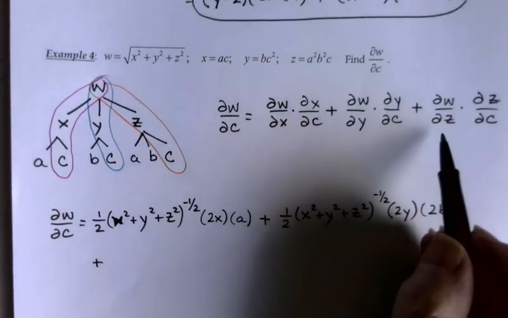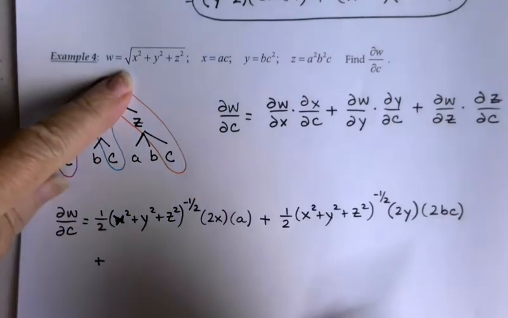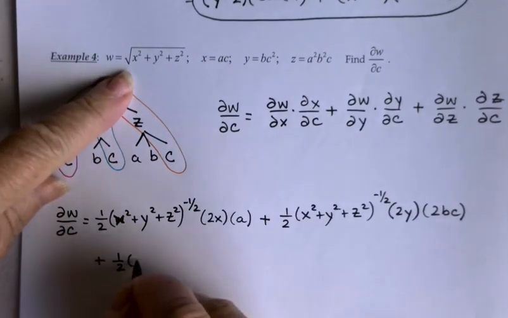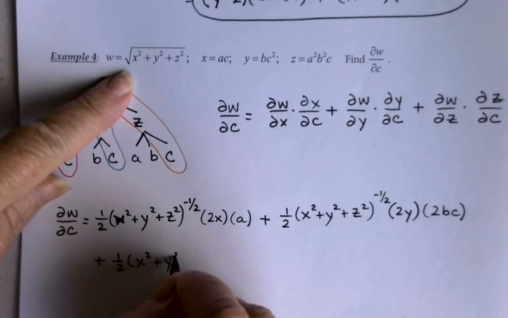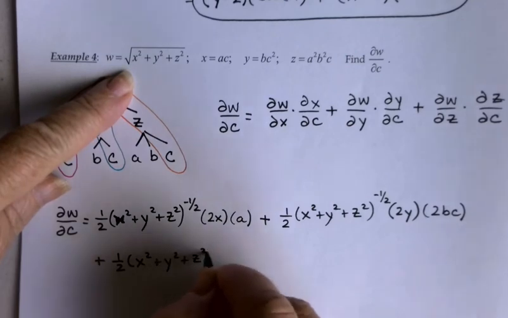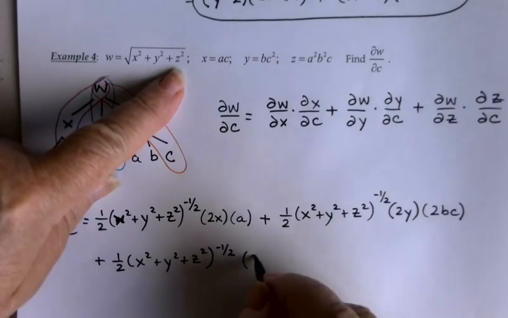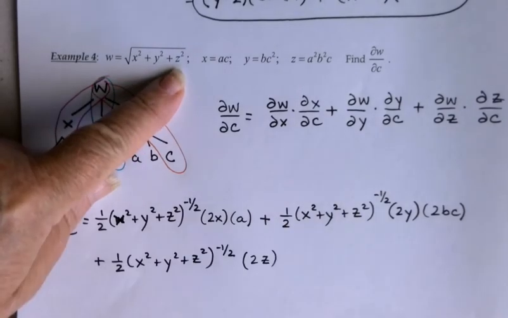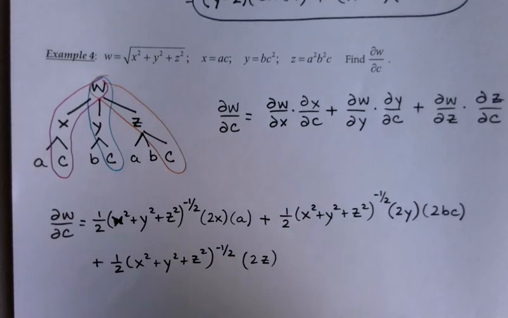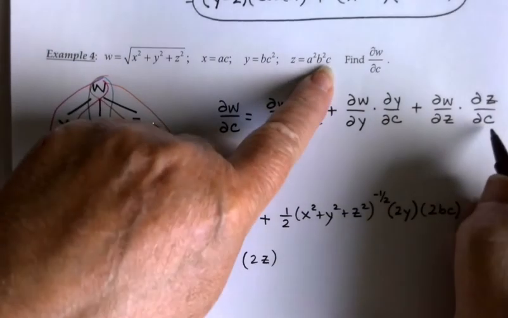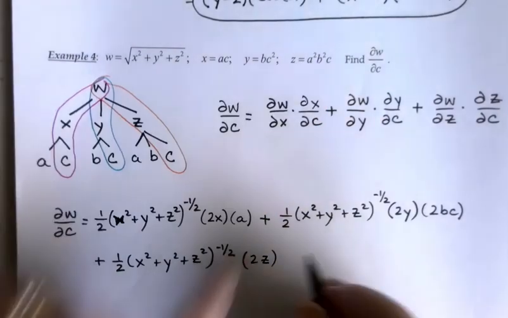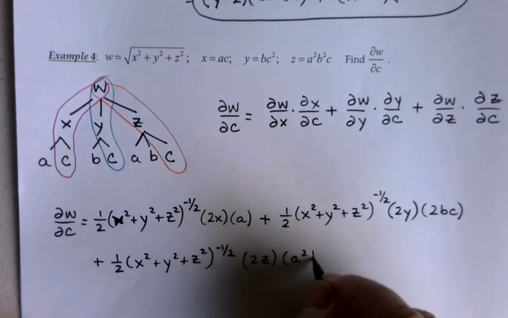Plus, this last one, w with respect to z, chain rule on that one will give me a times 2z. And then the derivative of z with respect to c would be a squared b squared just times 1. A squared b squared.